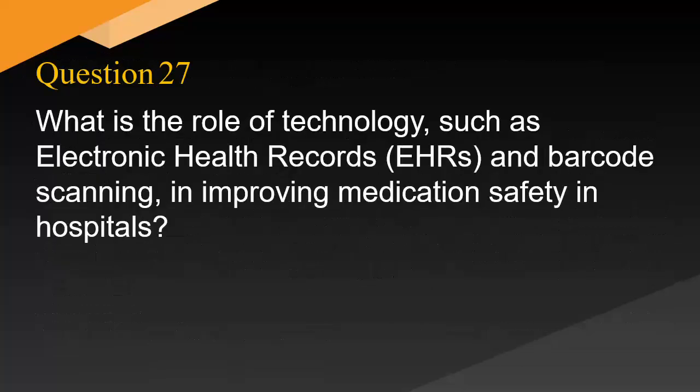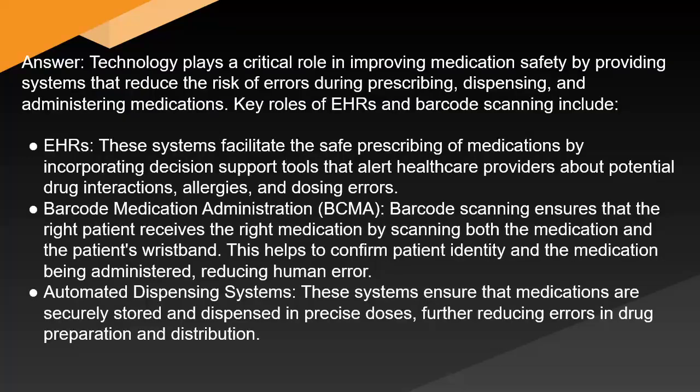promptly. What is the role of technology, such as electronic health records, EHRs, and barcode scanning, in improving medication safety in hospitals? Answer: technology plays a critical role in improving medication safety by providing systems that reduce the risk of errors during prescribing, dispensing, and administering medications. Key roles of EHRs and barcode scanning include: EHRs. These systems facilitate the safe prescribing of medications by incorporating decision support tools that alert healthcare providers about potential drug interactions, allergies, and dosing errors.